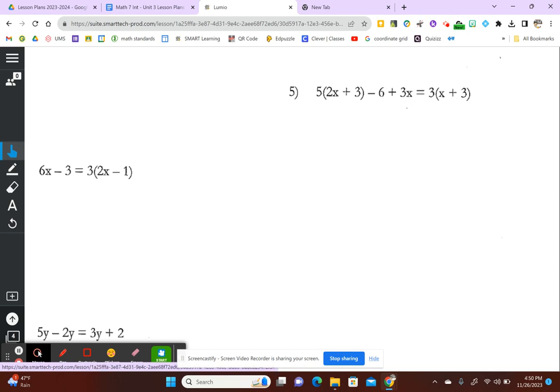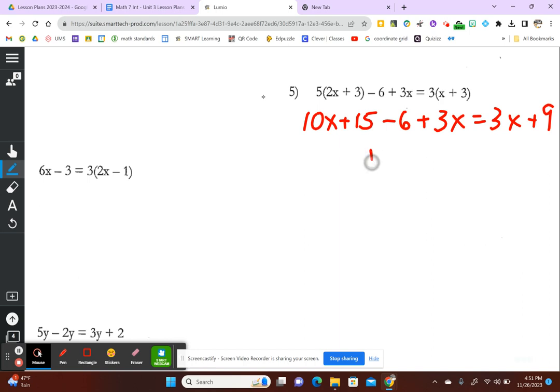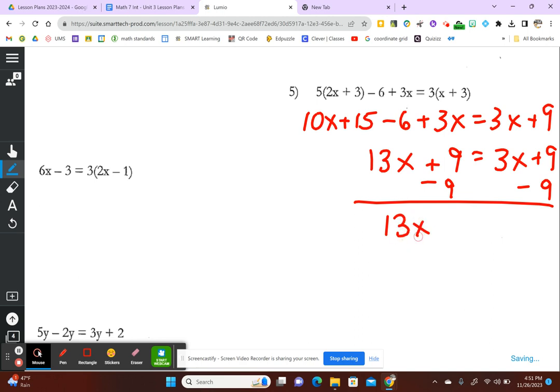So let's look at number 5. This becomes 10x plus 15 minus 6 plus 3x equals 3x plus 9. 10x plus 3x is 13x. 15 minus 6 is 9. So 13x plus 9 equals 3x plus 9. What happens if I subtract 9 from both sides? Well, then I get 13x equals 3x. And some of you will say, well, that's not true. 13x can't equal 3x. No solution.